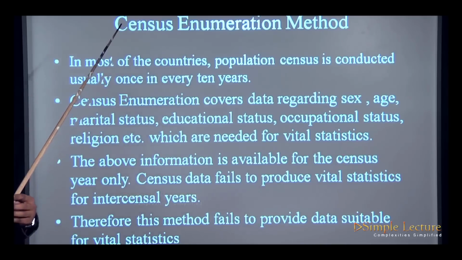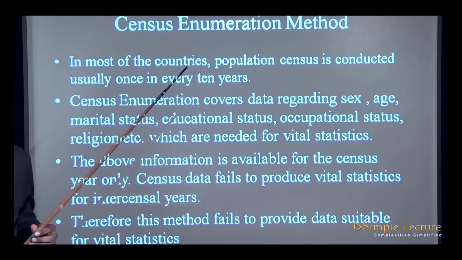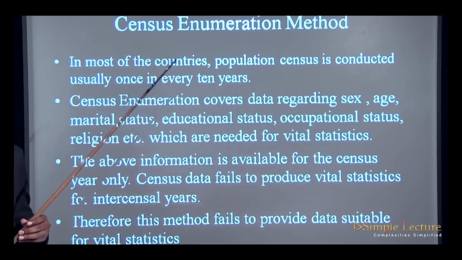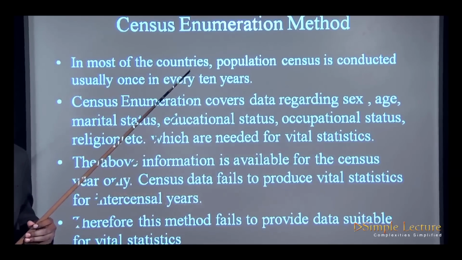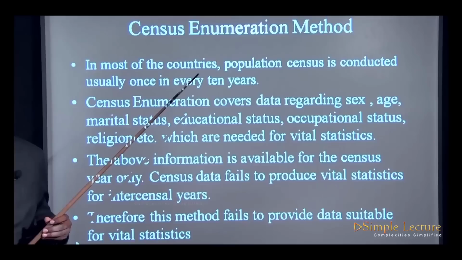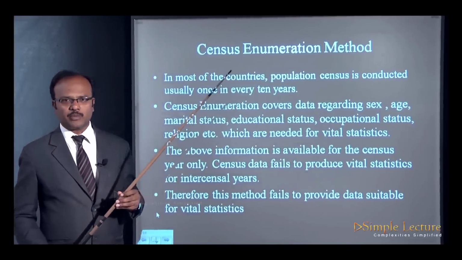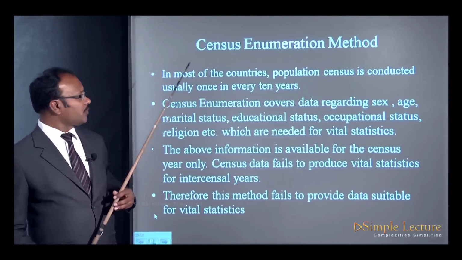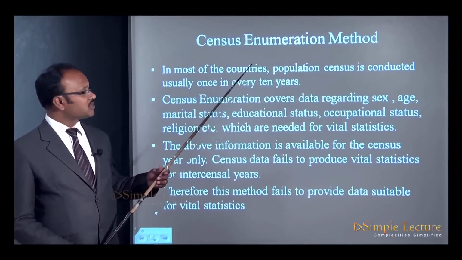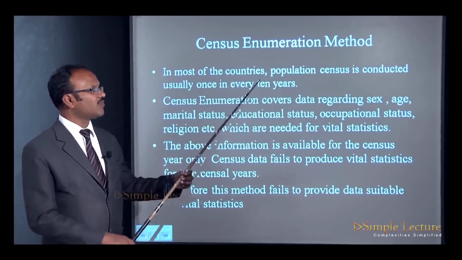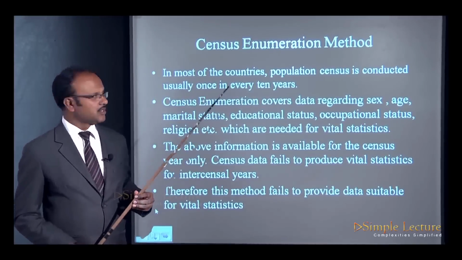That is what we call the census enumeration method. By doing this, once in 10 years, you can easily come to know what vital events have happened in the human community of that particular country, right? In most countries, a population census is usually conducted once every 10 years.